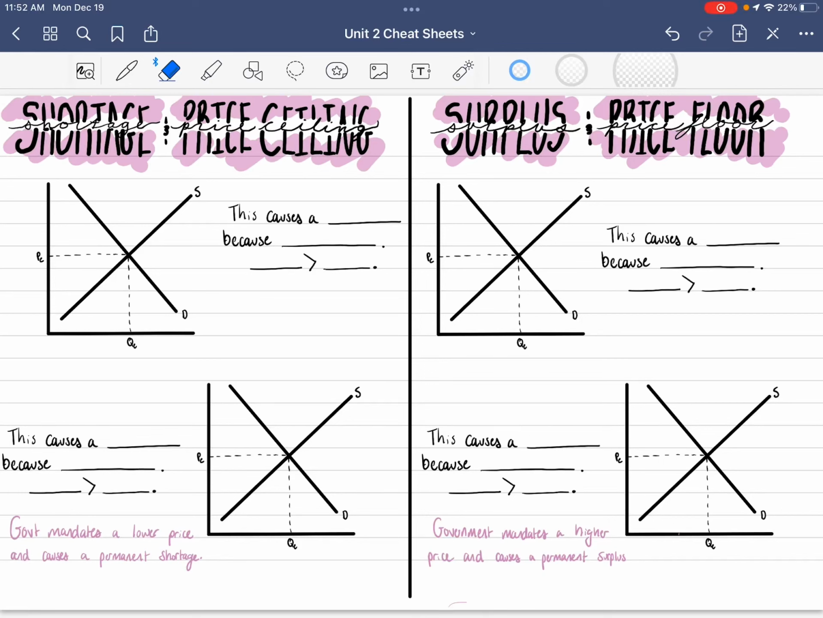All right, today we're going to do a shortage, price ceiling, surplus, price floor cheat sheet. It's going to end up looking like this.